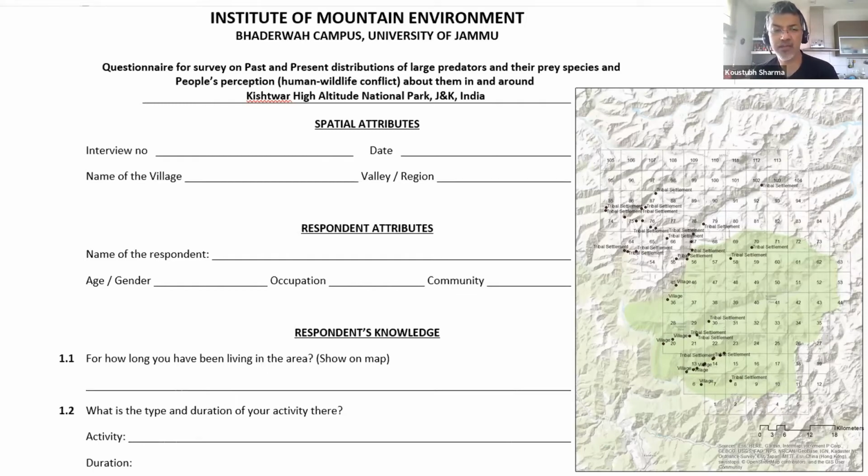But if you look carefully, there are several elements to this form. I'm showing right now the first element, which is about the attributes of the interviewee. Now, this is a very important set of information because it may govern how good or bad a person's recall would be of having detected or not detected a snow leopard.